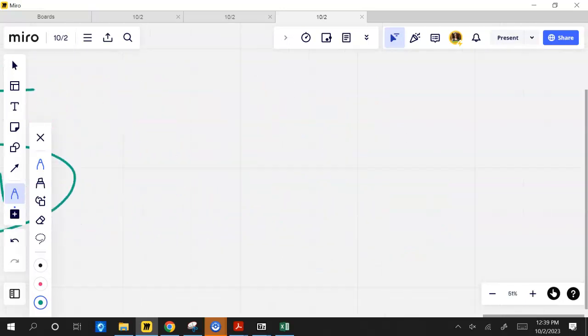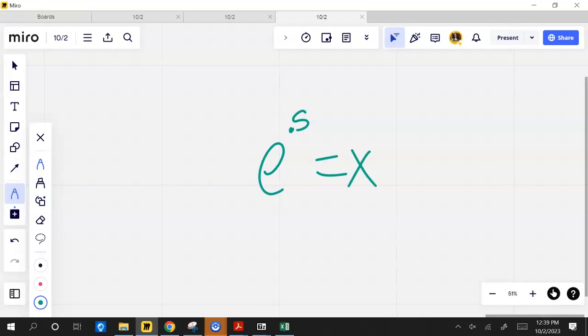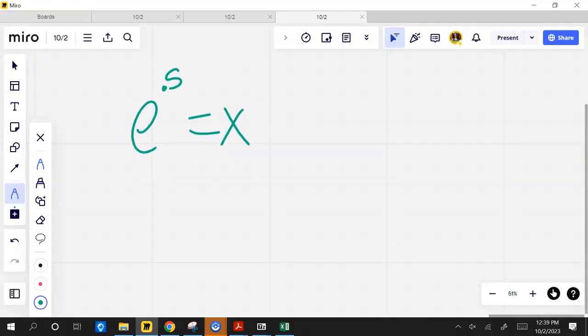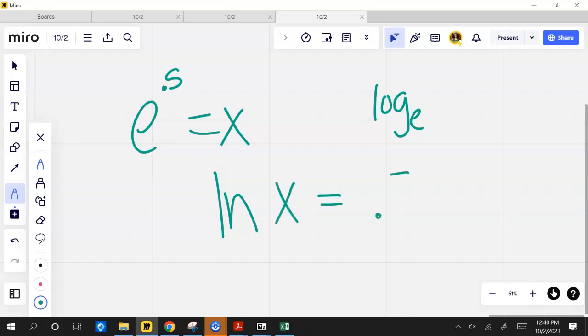All right, one more. Write it in logarithmic form. It should be ln because that's natural log, right? That's log base e of. So we don't want to do ln and base e. So you either do this or this. We're going to go with the natural log. So natural log of. And logs always equal an exponent.